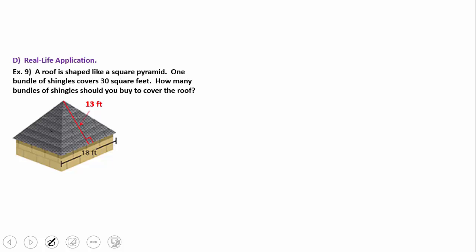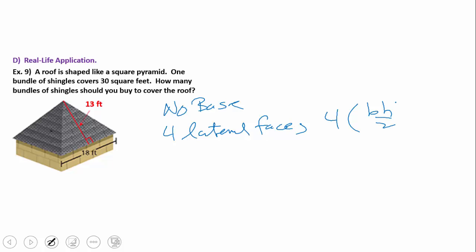We're not going to put shingles up inside the roof. So we don't need the base of the roof. Okay? So we just need the 4 lateral faces. We don't have a base. No base. We don't put shingles inside. So we have 4 lateral faces, and that is 4 times base times height divided by 2.